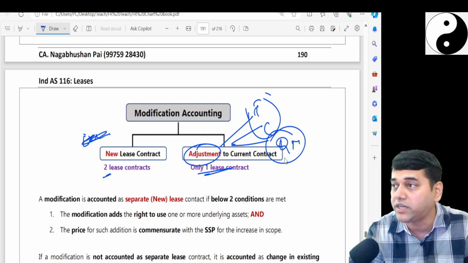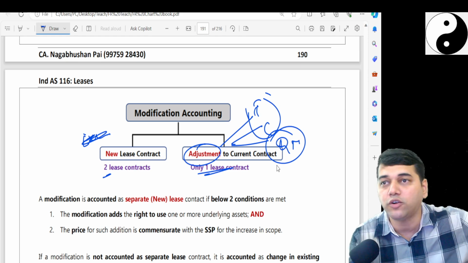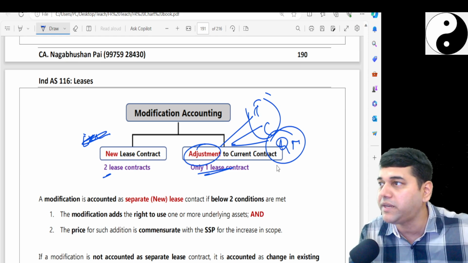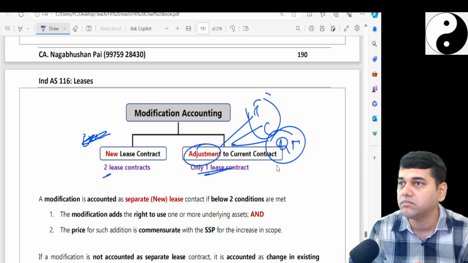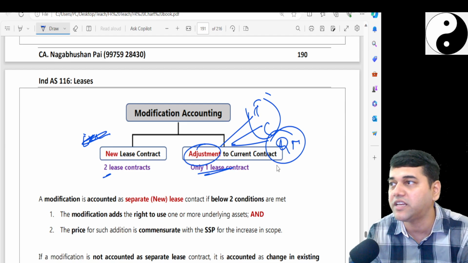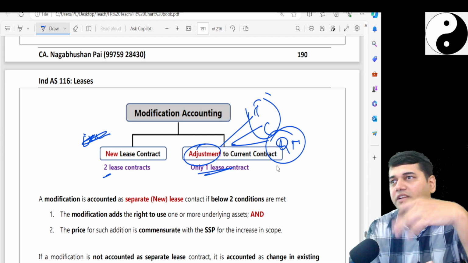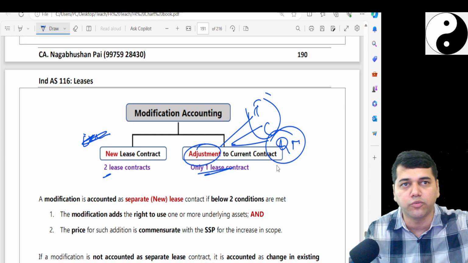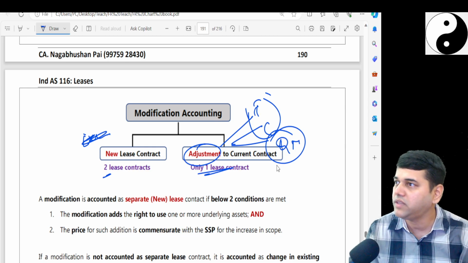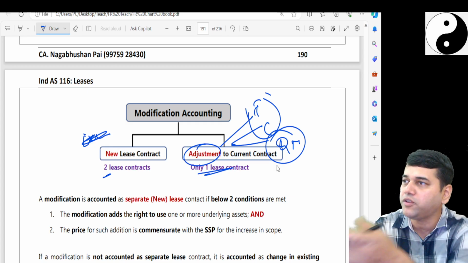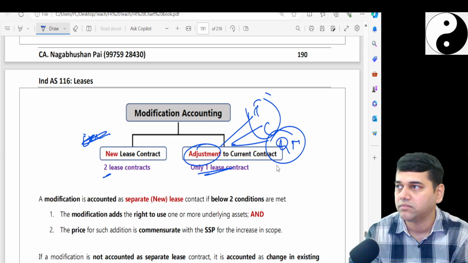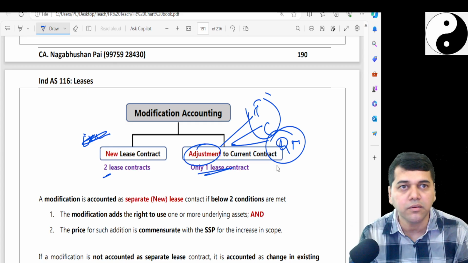But what about the quantity? You may surrender. Previously you had two rooms. One of the rooms you terminate. You keep only one. There we didn't speak in the remeasurement, no. See, as per the original contract, if there was a provision to surrender some of the rooms, or get additional room, then yes, I told you, it's a part of your remeasurement only. Otherwise, it is a modification.